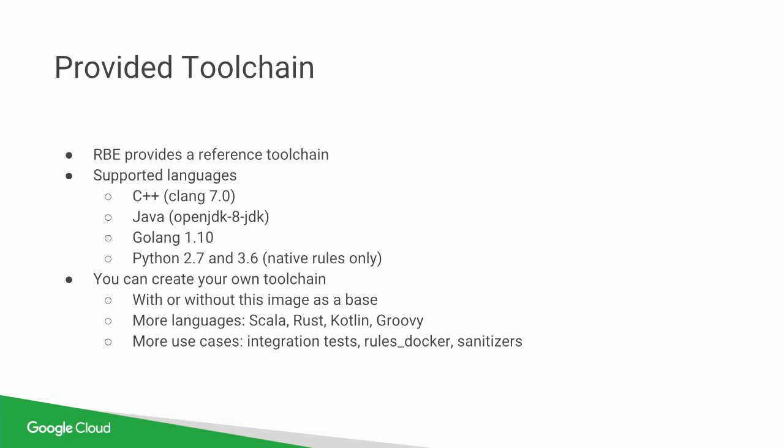You might also need to roll your own toolchain for other things, like if you're running integration tests and you need some specific application or credentials or something like that, using rules Docker to create Docker images, or using sanitizers, which sometimes requires special toolchains.